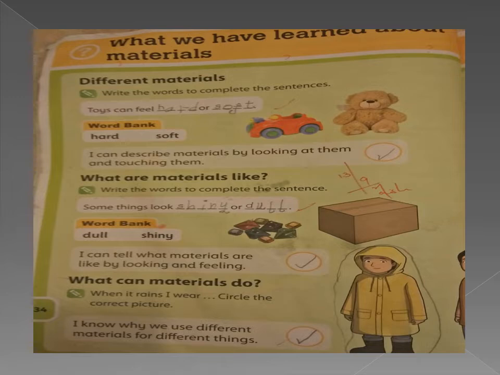What can materials do? When it rains, I wear. Circle the correct picture. Yes, when it rains, what do we wear? One boy is wearing a raincoat and the other is without a raincoat. So what should we wear when it rains? Yes, circle the boy in the yellow raincoat, because we wear a raincoat when it rains.